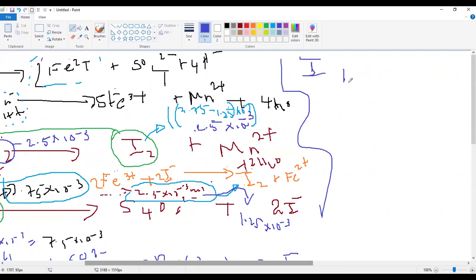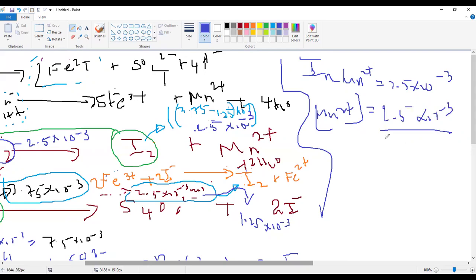So in procedure 2, we found the Mn2+ moles, that was 2.5 into 10 power minus 3. Now you can find the concentration of Mn2+. Mn2+ concentration is equal to moles over volume. You have to write the equation: 2.5 into 10 power minus 3, it was a 50 cubic centimeter sample, so 50 into 10 power minus 3. That's also 0.05 mole per decimeter cube. Now we found the second cation also, the concentration of Mn2+, which is 0.05 mole per decimeter cube.